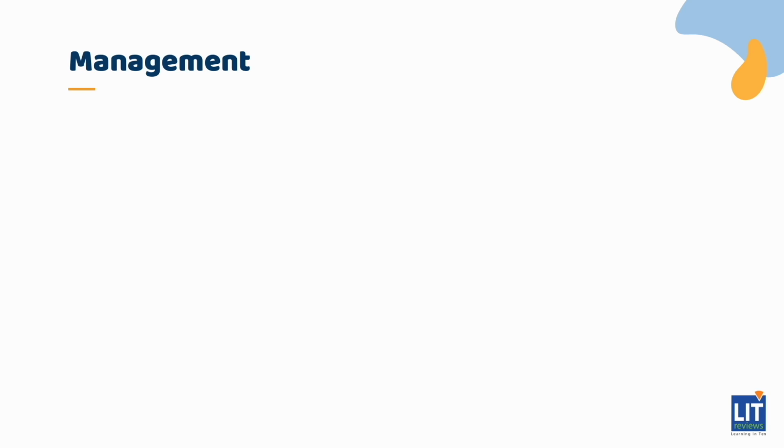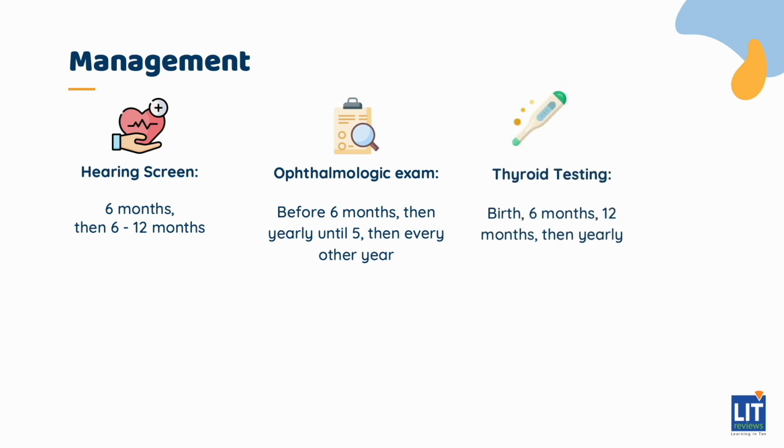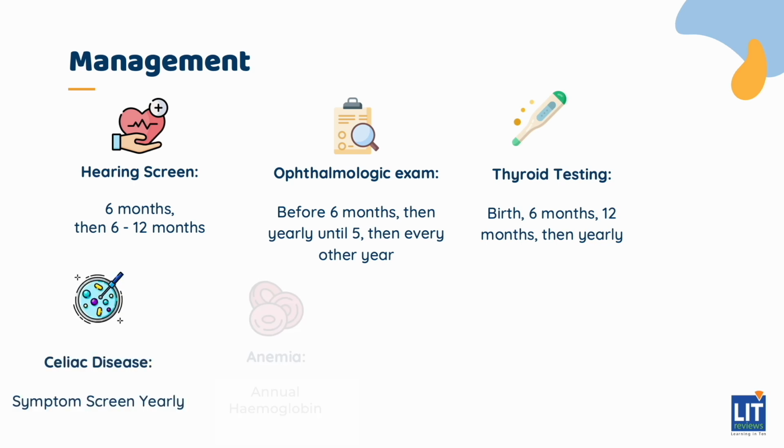Patients with Down syndrome need special screening on a longitudinal basis to monitor for conditions that they are at increased risk of developing. Hearing screens are recommended at birth, 6 months of age, and then every 6 to 12 months throughout childhood. Ophthalmologic screening is recommended at birth, 6 months of age, yearly until age 5, and then every other year thereafter. Thyroid function testing should be performed at birth, 6 months of age, 1 year of age, and then annually thereafter. Patients should undergo annual screening for the symptoms of celiac disease and should be screened for anemia on an annual basis by checking a hemoglobin level.